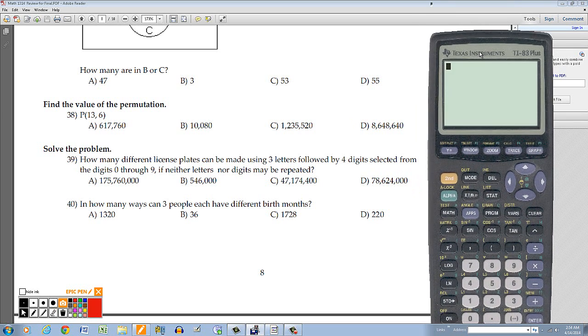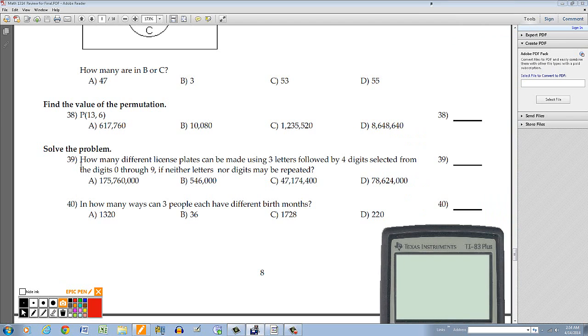For the next one, solve the problem: how many different license plates can be made using 3 letters followed by 4 digits selected from the digits 0 through 9. This one uses the multiplication principle. So 3 letters followed by 4 digits. There's 3 letters and we can select from any of 26 letters. Now it says neither letters nor digits may be repeated. So once we select the first letter, we can only select from the remaining 25. And then once we make that selection, we only have 24 to select from. If they said that the letters can be repeated, we'd have 26 times 26 times 26. There's 26 letters in the alphabet.